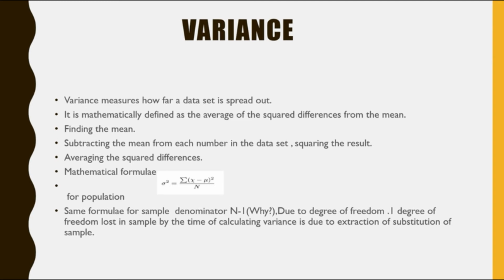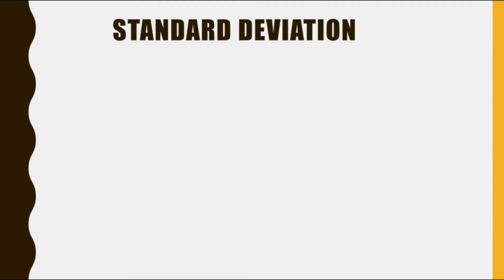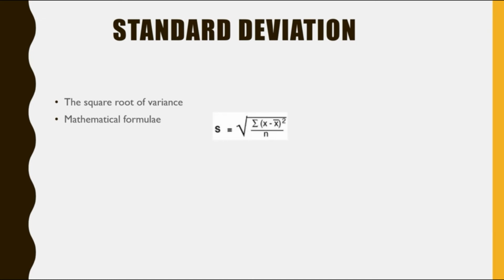Now come to the standard deviation. What do you mean by the standard deviation? If you got the concept of variance, then it's simple: the square root of a variance is called the standard deviation. So what is the mathematical formula of standard deviation? It is the square root of the summation of (x minus x bar) whole square divided by n. So that is the same as the variance, but it is the square root of variance.